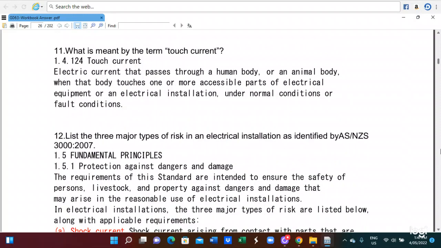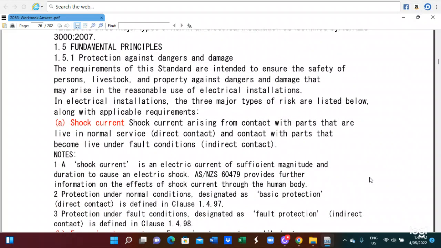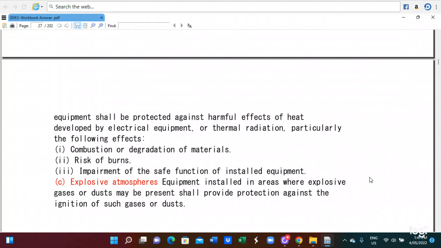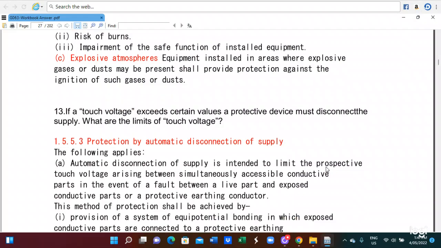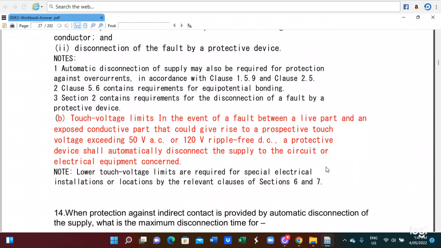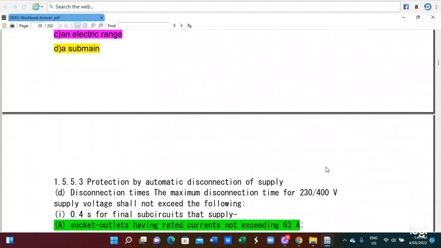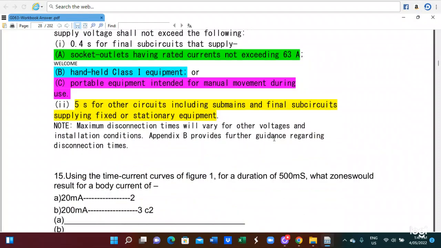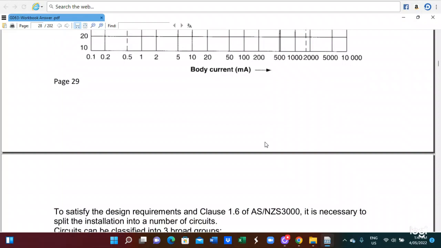And also the major risks of the electrical installation, fundamental principles, conditions of short circuit current, excessive temperature, explosive atmosphere, protection by automatic disconnection of supply, current limit, also protection against direct contact, and also socket outlets condition, protection by automatic disconnection of supply. Here is a dangerous zone, and also the installation requirement.